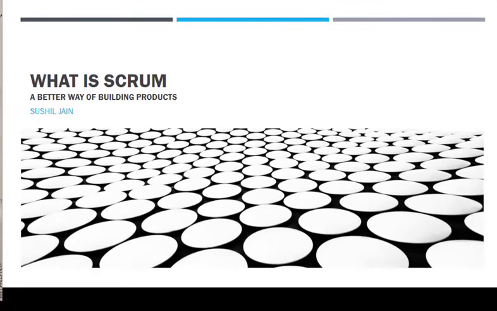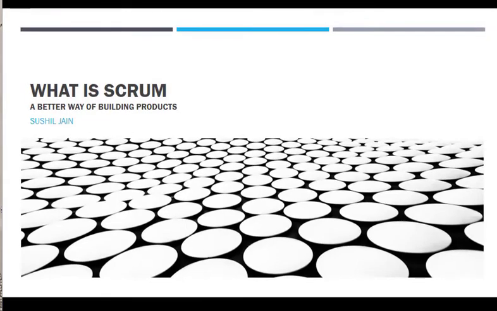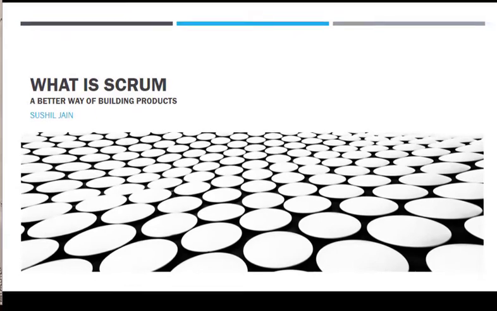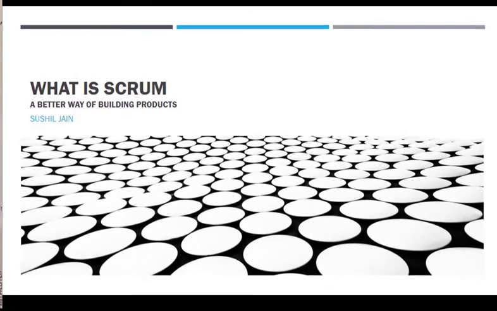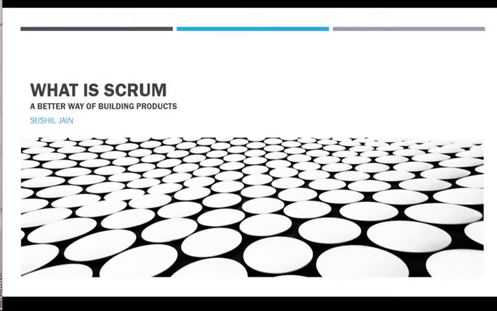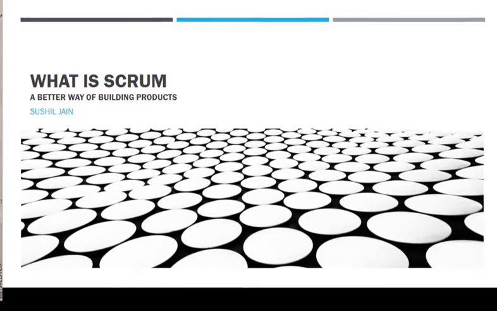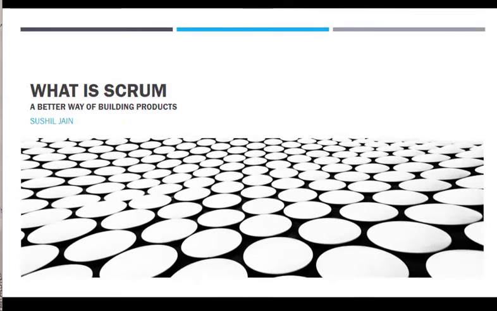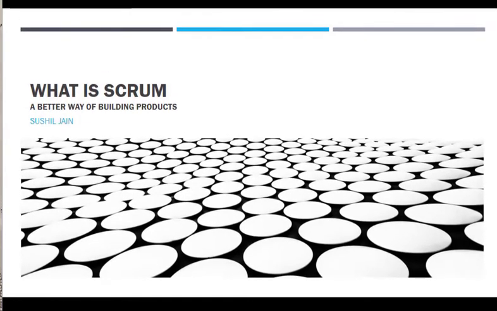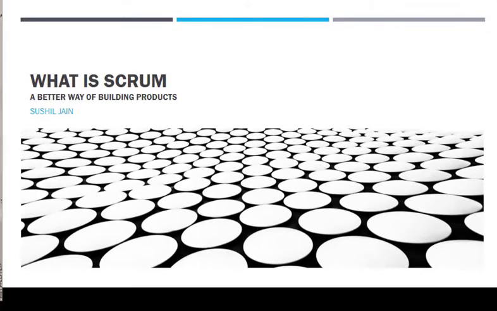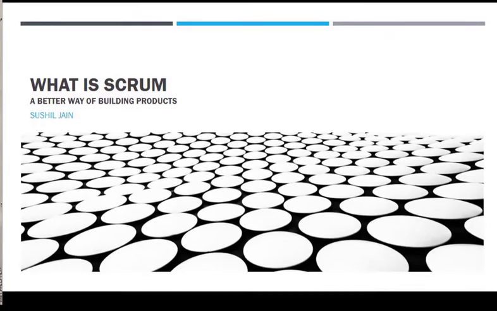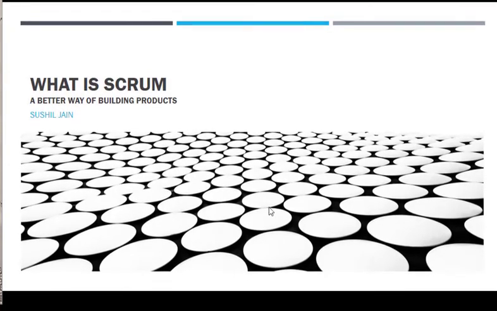So what is Scrum? Scrum is a better way of building products. Some time ago we were using the waterfall method. When we got any project, we worked with the waterfall method. But now we and all the world are using the Scrum method. So Scrum is a framework within which people can address complex problems with an adaptive approach, while creating productive and creative products of the highest possible value.